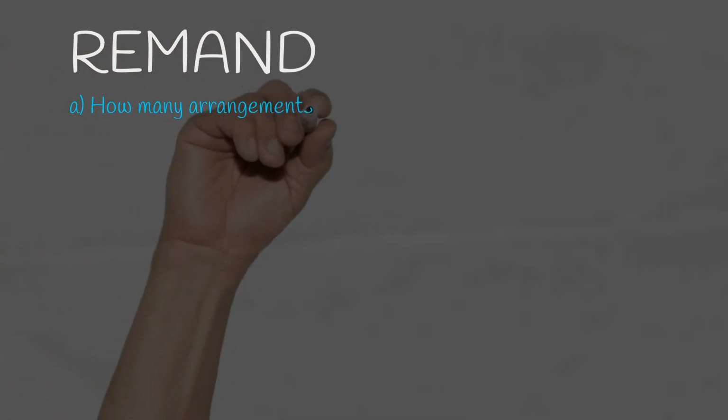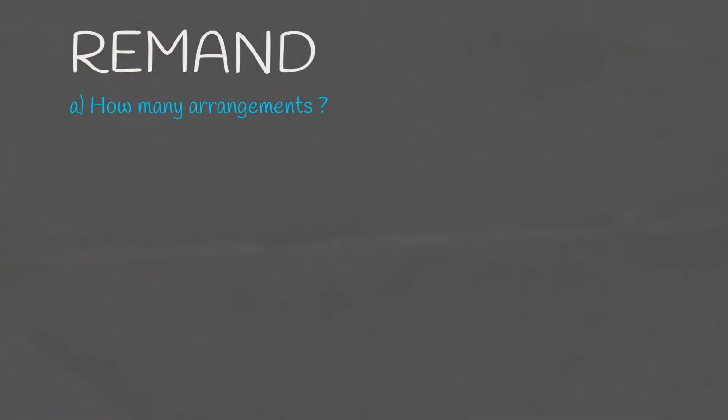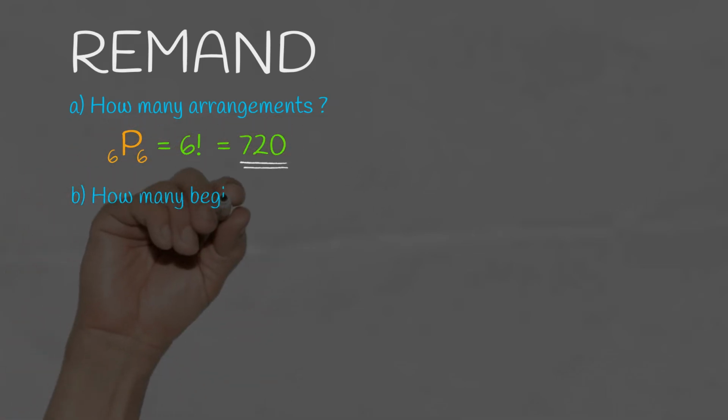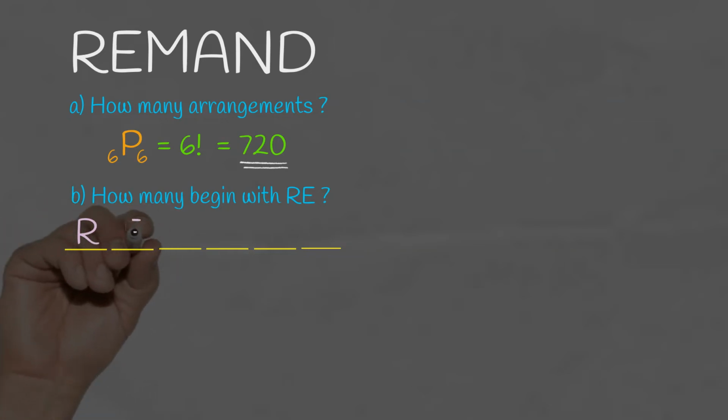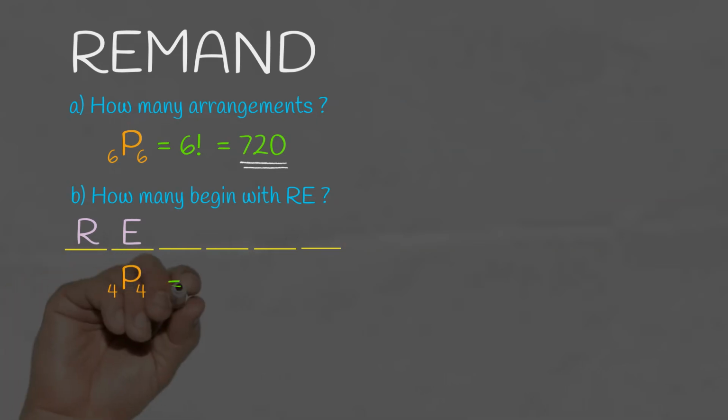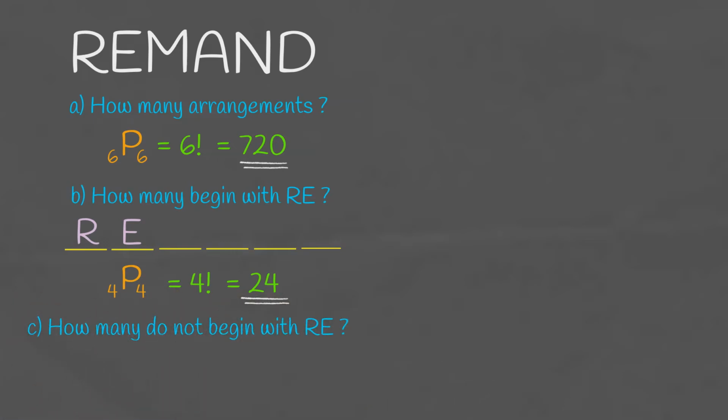How many arrangements are there of the word remand? Well, all the letters are different, so it's fairly simple. It's 6 factorial. But how many of these arrangements begin with RE? Well, if we've already set the first 2 places, we've only got 4 letters left to organise. So the answer is 4p4 or 4 factorial, so 24. But how many of these arrangements do not begin with RE? Well, for that we need to take the total number of arrangements and subtract the number of arrangements that do begin with RE. And we've worked both those answers out in the previous 2 sections. So it's 6 factorial, take away 4 factorial, which is 696.